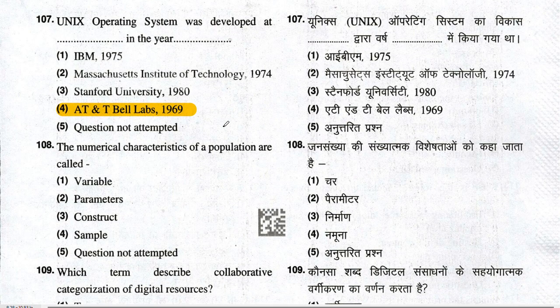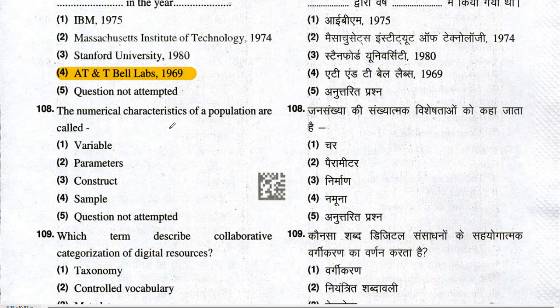Let's move to question number 108. The numerical characteristics of a population are called parameters. So parameter is the right answer of this question. Let's move to question number 109.